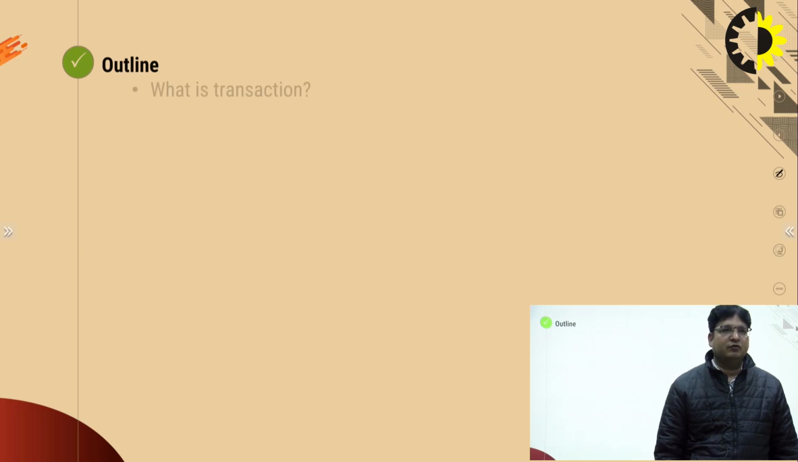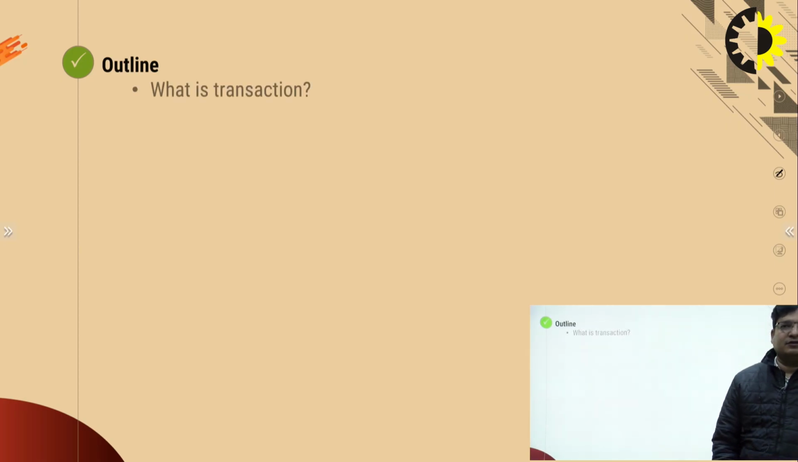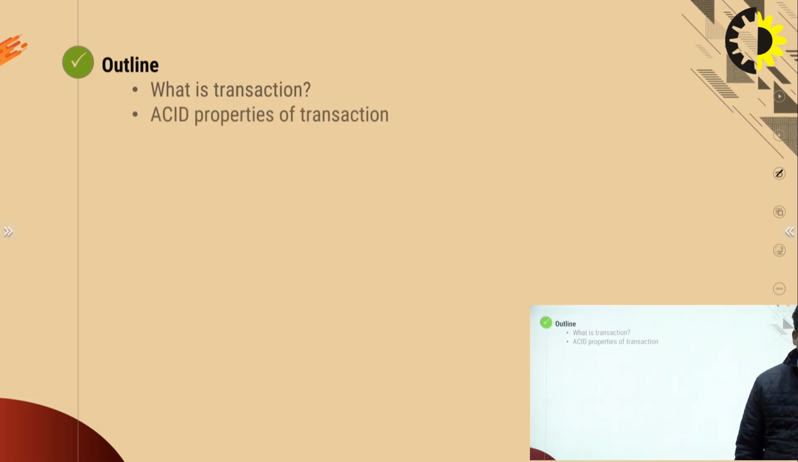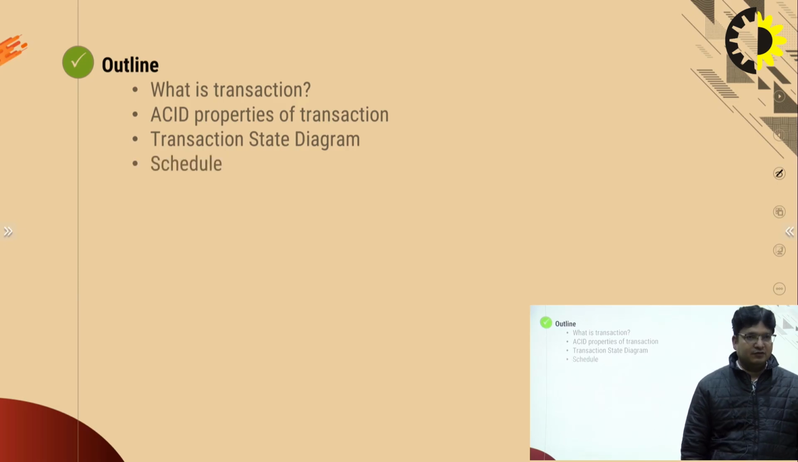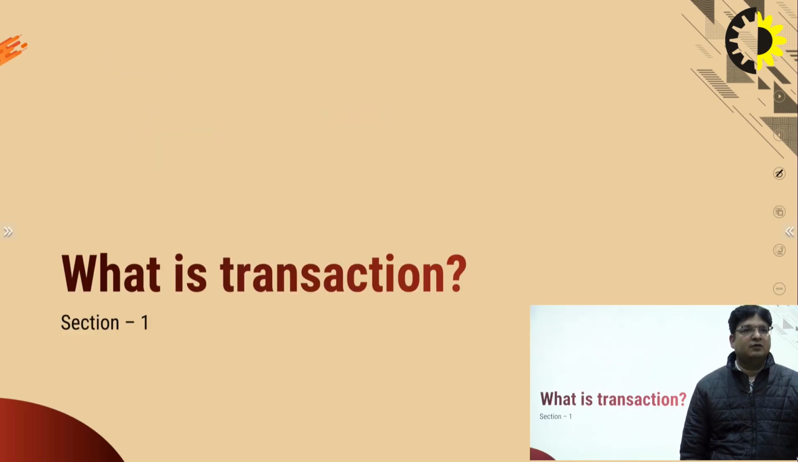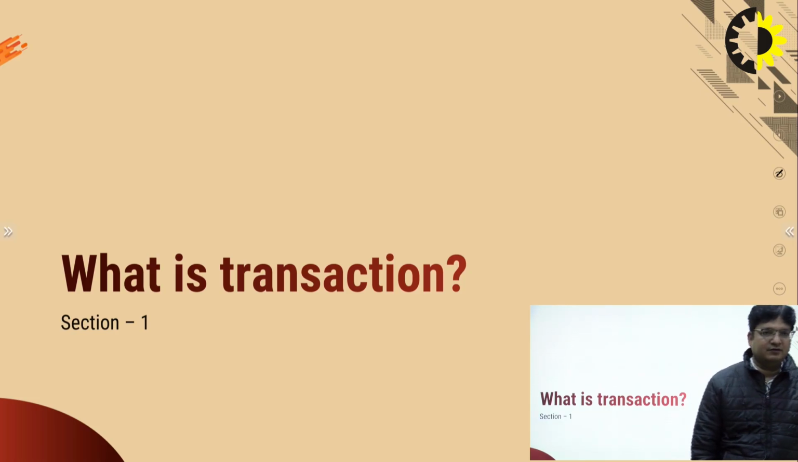Following are the topics that we are going to discuss in today's lecture. First is transaction, second is the properties of the transactions, that is ACID properties, third is the transaction state diagram, fourth is the schedule. First of all, we shall be studying what is a transaction.